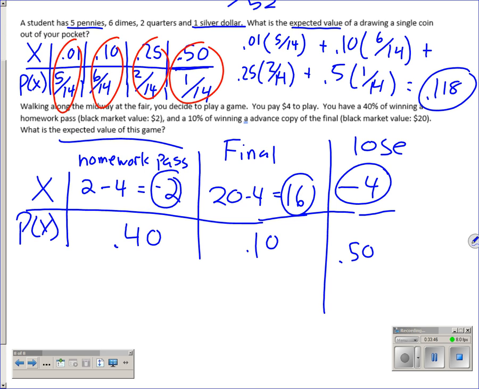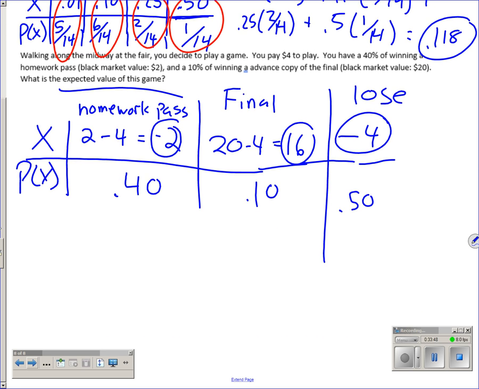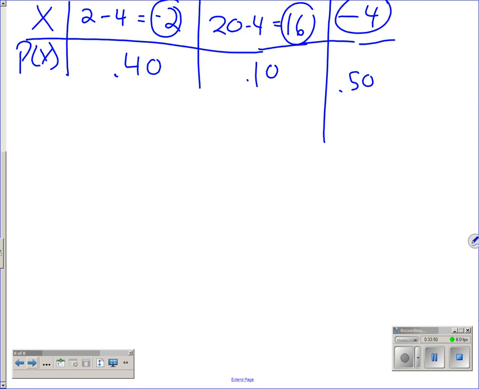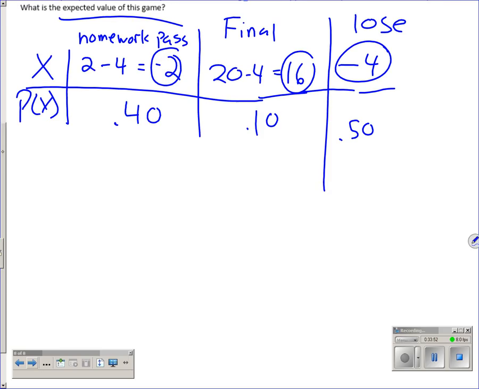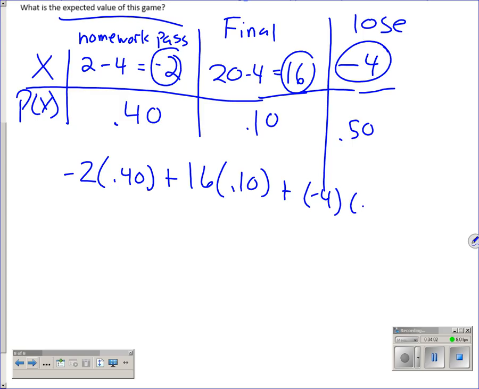So there's your values. If I want to know the expected value, I'm going to multiply and add. So I'm going to do negative 2 times 0.40 plus 16 times 0.10 plus negative 4 times 0.50. And when I add those together, I get negative 1.2. Yay! All right. Good luck.